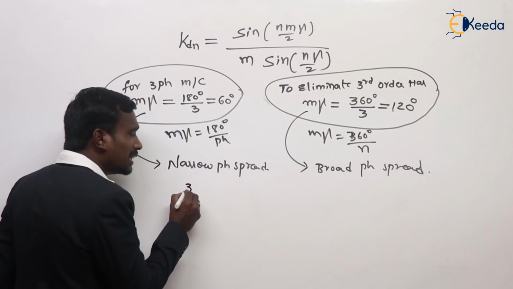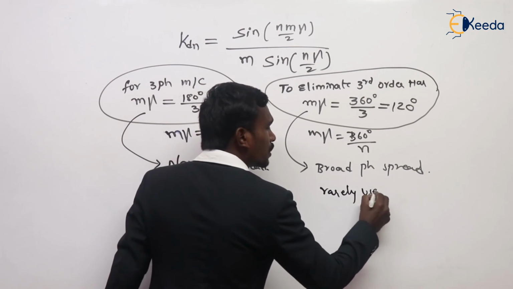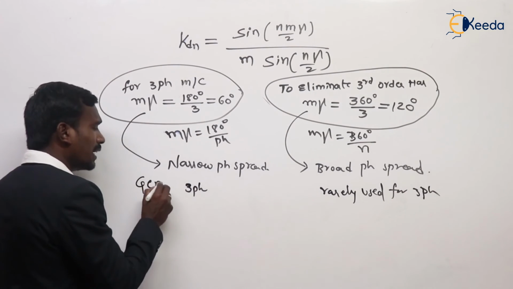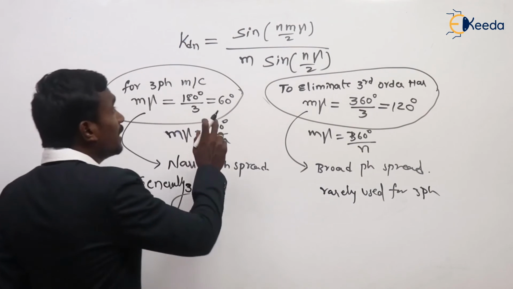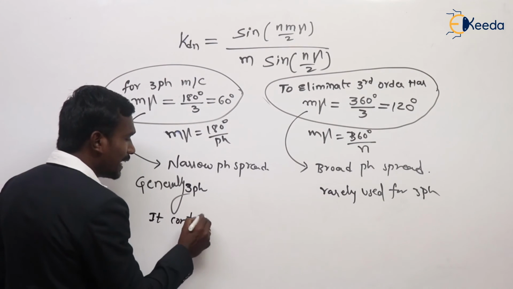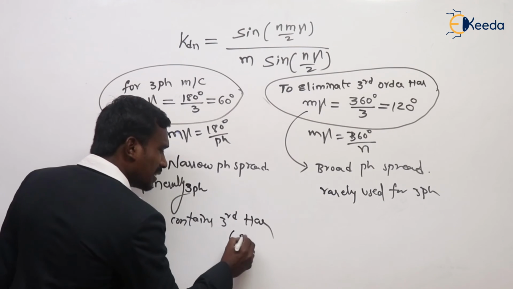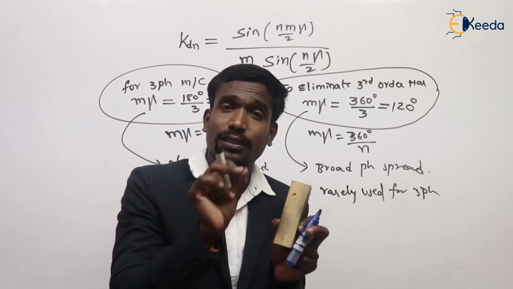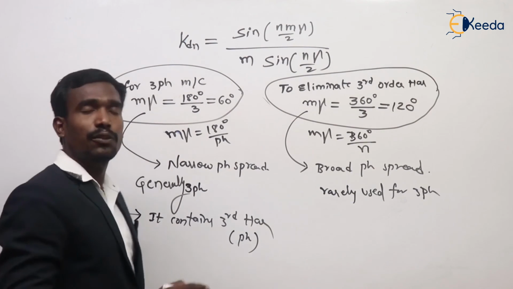Narrow phase spread is generally used for three-phase machines. Broad phase spread is rarely used for three-phase machines. But here it contains third order harmonics in phases. Generally third order harmonics are zero in line. Remember this point. Third order harmonics are eliminated in line. But here it contains third order harmonics in phase to phase.